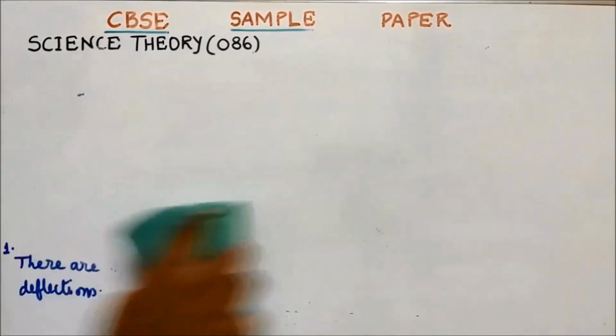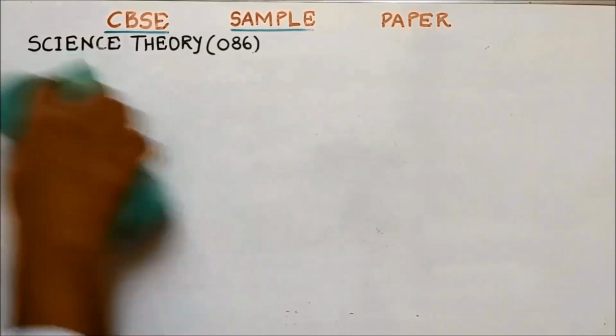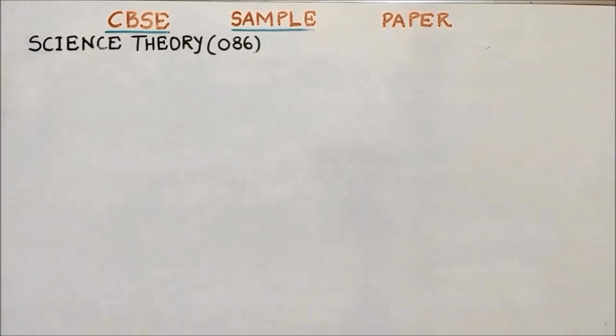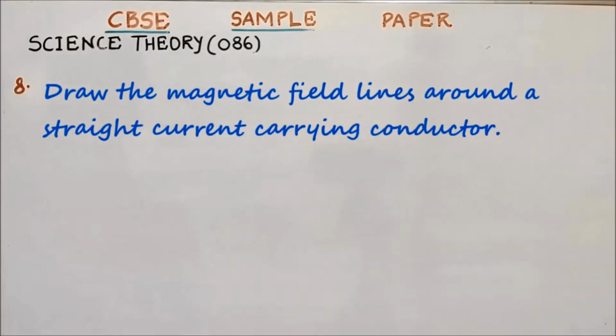So I'll first mention only the topic and the chapter from where the question has been asked. Then we can see the answers. So question number 8. Draw the magnetic field lines around a straight current carrying conductor. That's it. You have to draw.